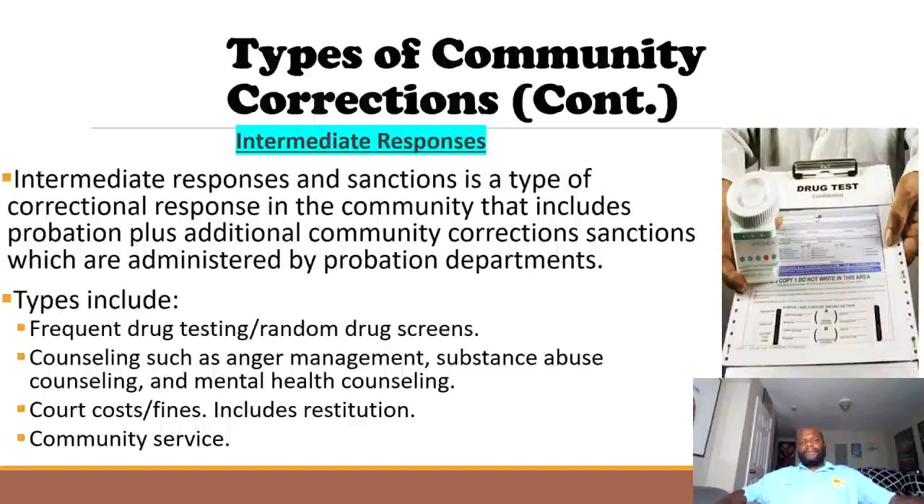So when looking at probation, there is something called an intermediate response. And these are the sanctions that a person on probation will have to complete in the community. So it includes the probation itself, which is a type of supervision, which is essentially a type of community correction. But it also includes sanctions that are administered by probation departments. And generally speaking, the judge will agree and will order and instruct the individual to complete these sanctions.